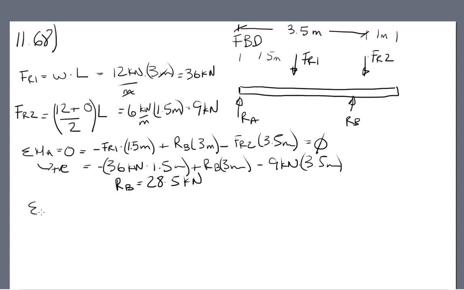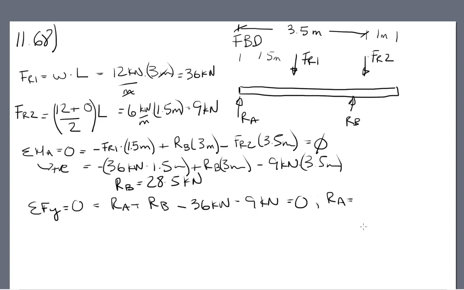So now we use sigma Fy equals 0, which is RA plus RB minus 36 kilonewtons minus 9 kilonewtons equals 0. RA is the unknown, so RA we find if we substitute and solve is equal to 16.5 kilonewtons. So here we have 16.5 kilonewtons, and here we have 28.5 kilonewtons.